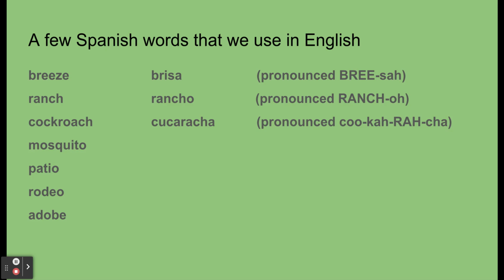Now, I bet you didn't know that you already know some Spanish words that we use in English. For example, the word breeze comes from the word brisa, which means breeze. Ranch from the word rancho, which means ranch. Cockroach is said cucaracha. The word was cucaracha and we understood it and called it cockroach. The word mosquito is actually mosquito, means small fly. Patio is un patio. A rodeo is un rodeo. And adobe is adobe. And they mean the same thing in English as in Spanish.